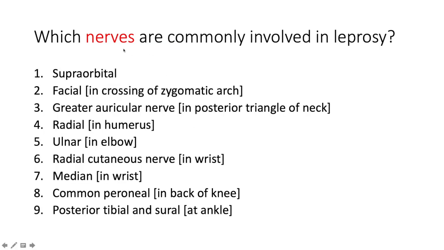Alright, so we said that Mycobacterium leprae loves to hang out in and involve the peripheral nerves. Which nerves are commonly involved in leprosy? There's about 9 common types. So supraorbital, then the facial nerve involved in crossing of the zygomatic arch, the greater auricular nerve, where you feel this in the posterior triangle of the neck. We saw an image of that. You get the involvement of the radial nerve in the humerus, and there's nothing funny about that. The ulnar nerve at the elbow, the radial cutaneous nerve in the wrist, median nerve, you can palpate that at the wrist, the common peroneal.